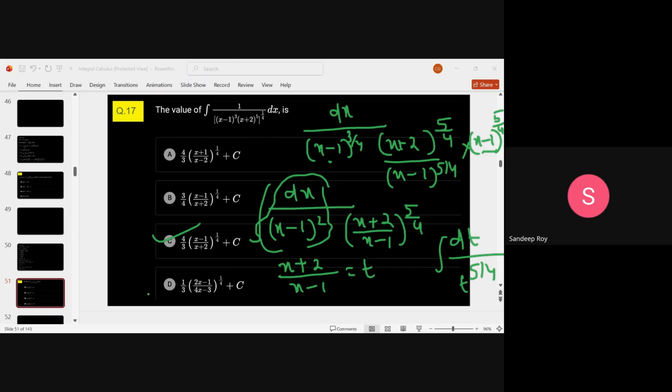So that I can merge the second term and the denominator part with the common power 5 by 4. And I got the fraction, that is (x plus 2) upon (x minus 1) whole power 5 by 4. Then you have to do the substitution, assume that value as t. Automatically you'll get the derivative of that one in the form of dx upon (x minus 1) whole square. So that is the approach you have to do for this question. Is it clear?